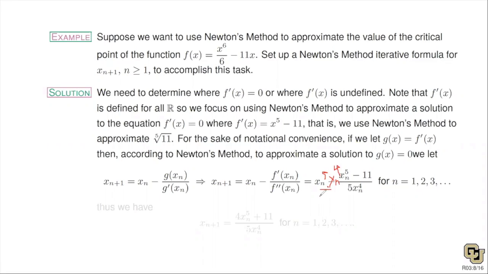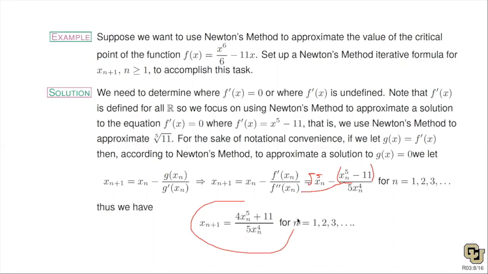If I multiply top and bottom by 5xn to the fourth, then this numerator term becomes 5xn to the fifth. The whole thing will be divided by 5xn to the fourth. And we're subtracting, and it's important to put parentheses around here before you do the subtraction. So 5xn to the fifth minus xn to the fifth is 4xn to the fifth. And then this minus sign distributes to the minus 11, and that becomes a plus 11. So that's how I get this final simplification here. And this would be where we would stop.